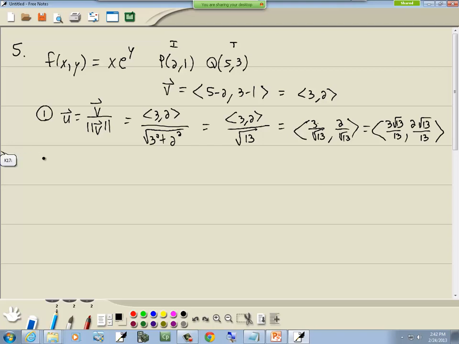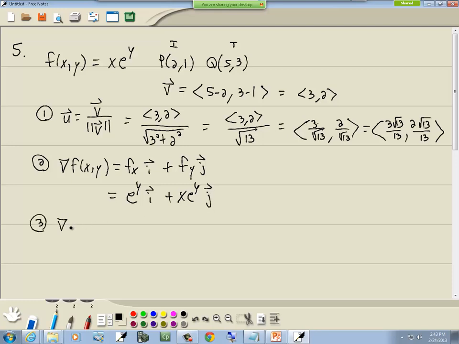Okay, so for our second, we want to find del f of x, y, which is taking the partial derivative with respect to x, i, plus the partial with respect to y, j. With respect to x, the e to the y is a constant, and the derivative of x is 1, so that's 1 times e to the y. This gives you e to the y, i. Now, partial with respect to y, the x is a constant, and the derivative of e to the y is e to the y. So this is plus x e to the y, j.